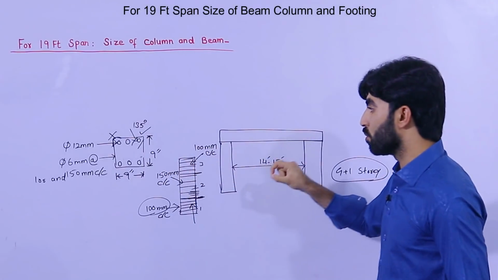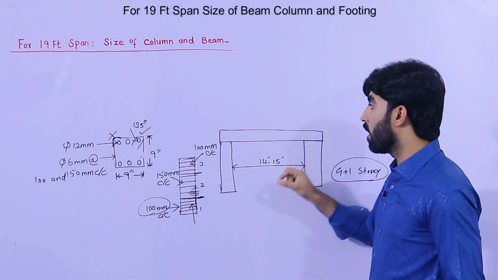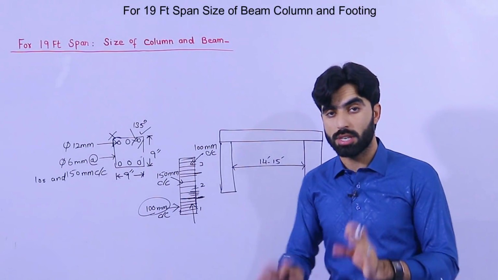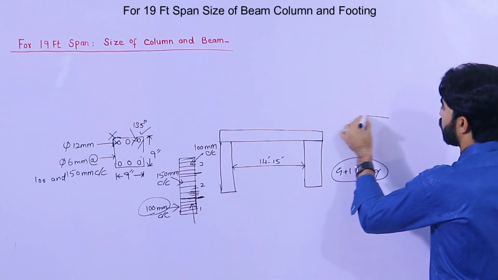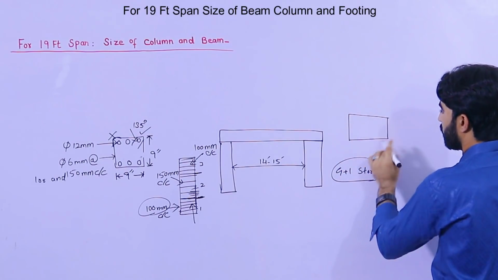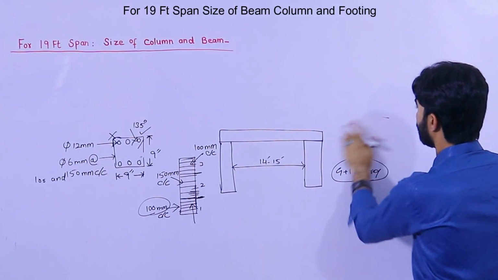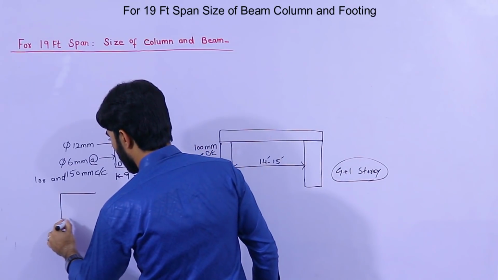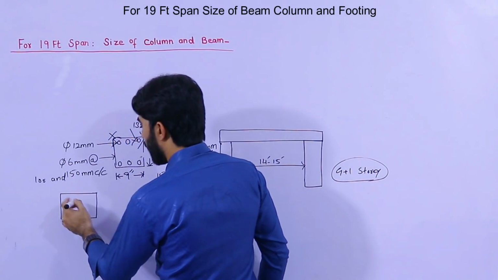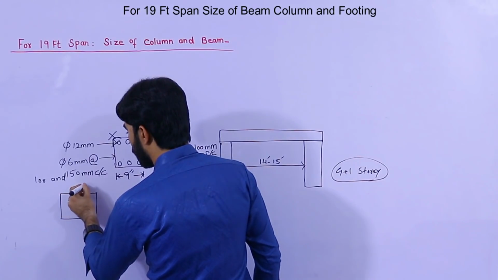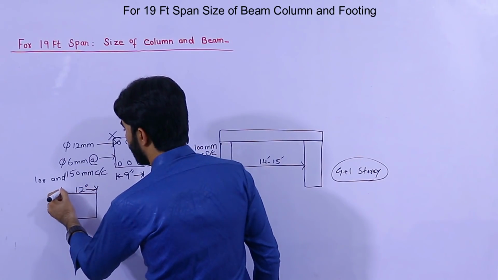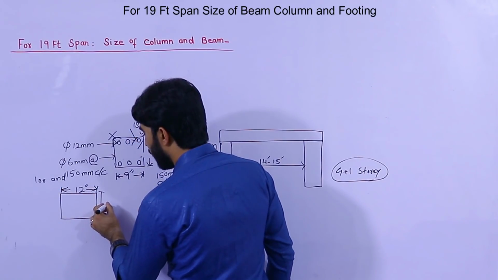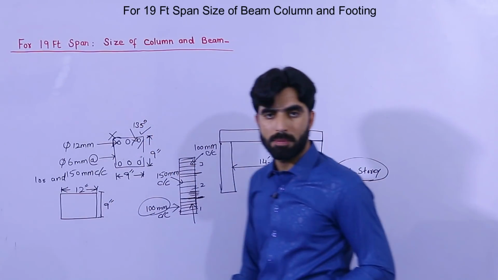But guys, I recommend, what is the best design for a G plus 1 normal residential building if you don't have the structure load? The size of the column should be, in that case, this is my recommendation. Okay, guys, the size of the column should be 12 by 9 inches. G plus 1 story, 12 by 9 inches.